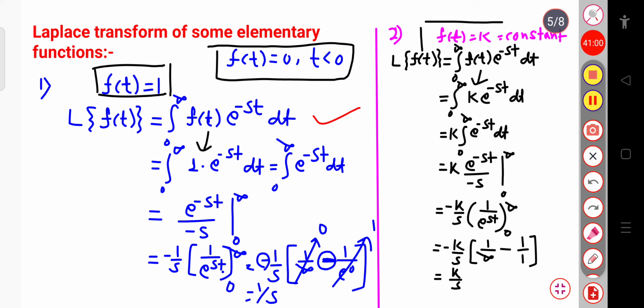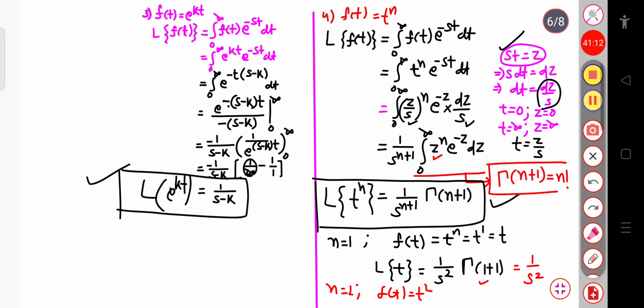For 1, when the function is 1, the Laplace transform is 1 by s. When the function value is some constant, then its value will be constant divided by s. For exponential kt, the Laplace transform is 1 by s minus k. When it is t power n, this will be gamma n plus 1 divided by s power n plus 1. This formula can also be written as n factorial, because gamma of n plus 1 is n factorial. Simply n factorial divided by s power n plus 1 is the Laplace transform of t power n.